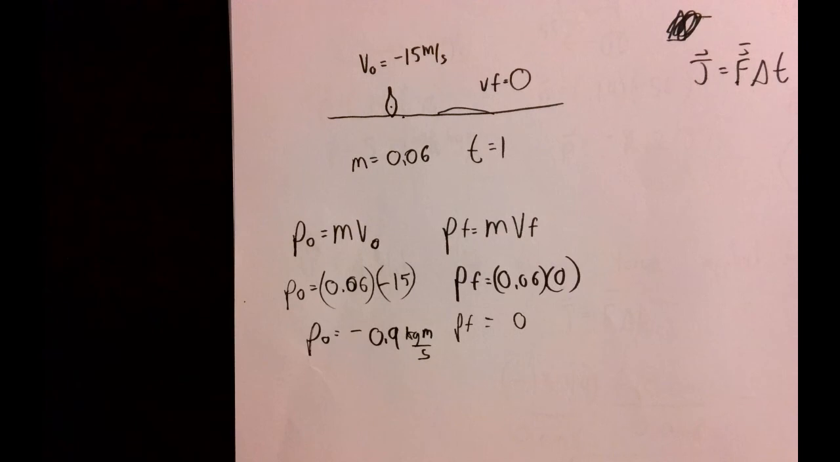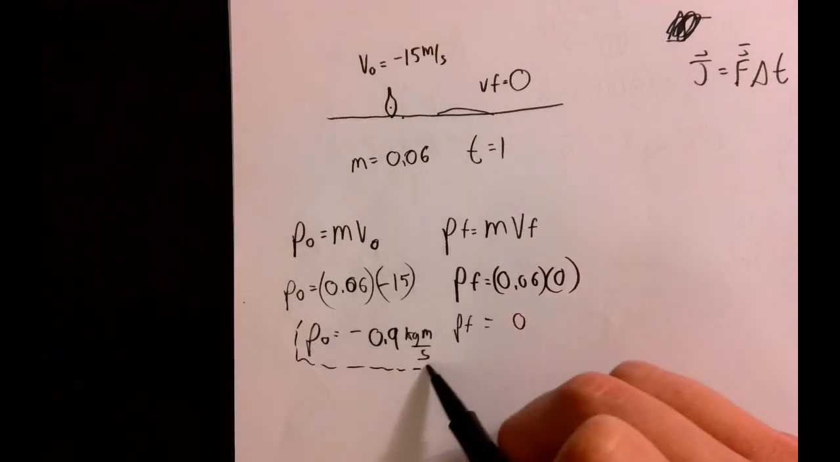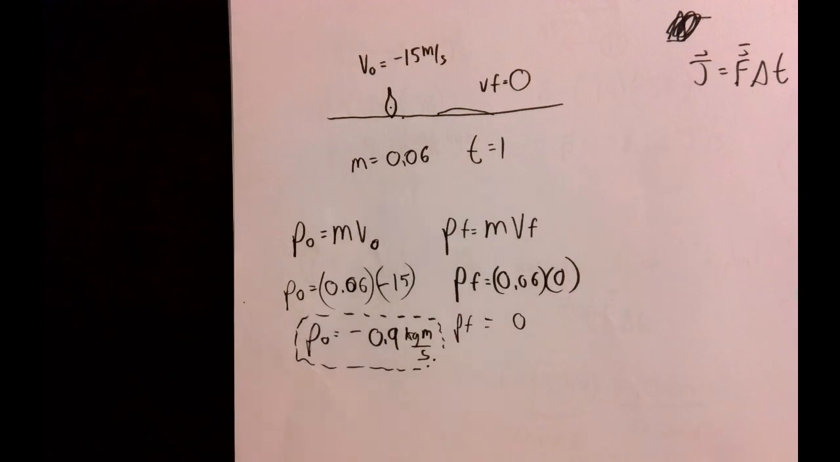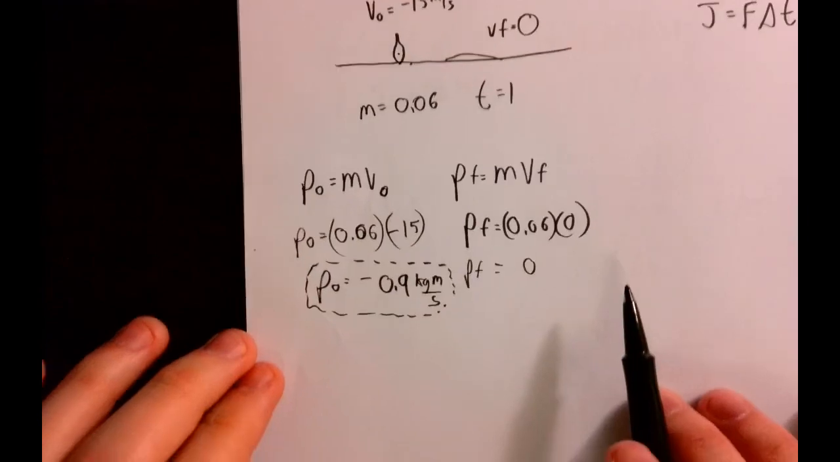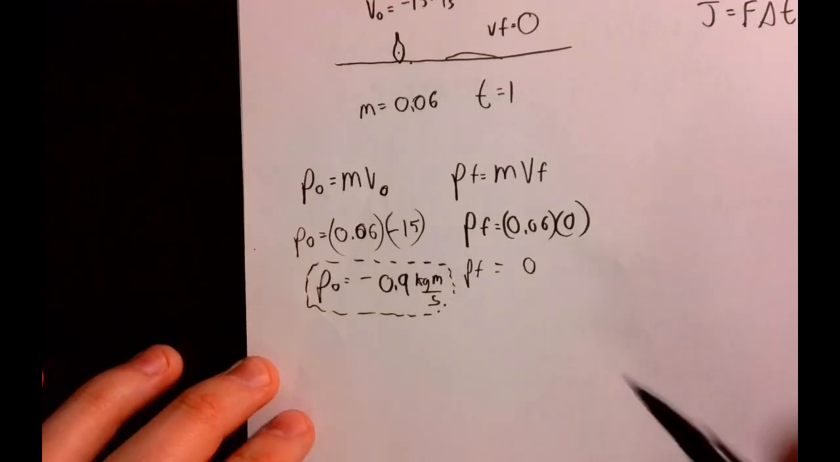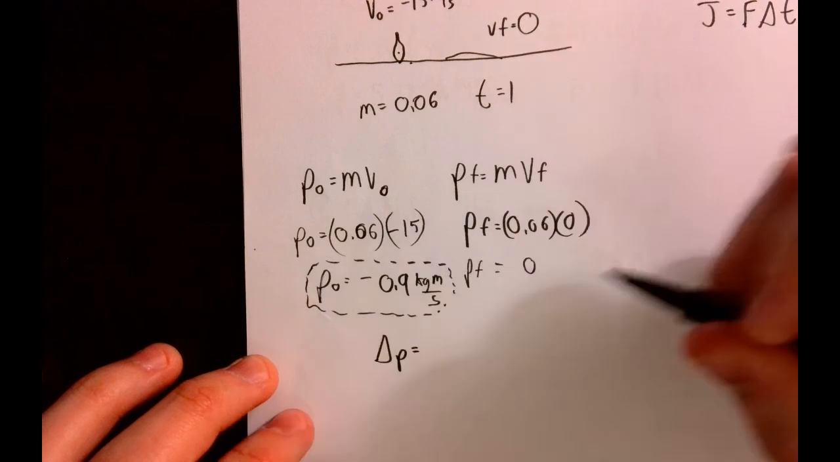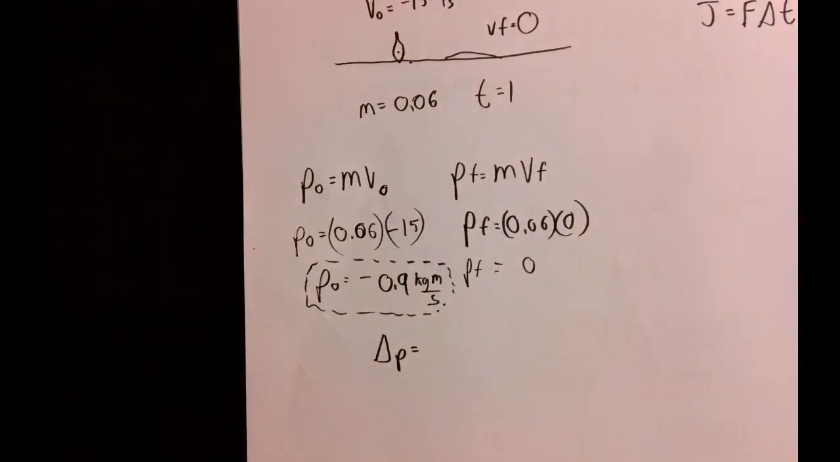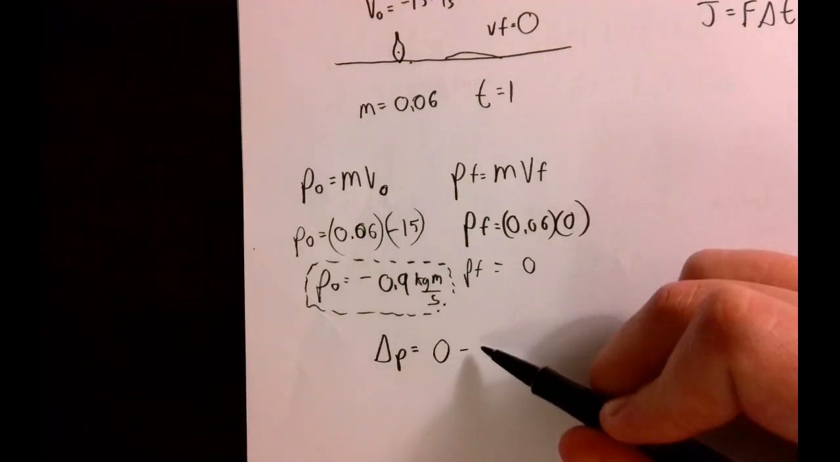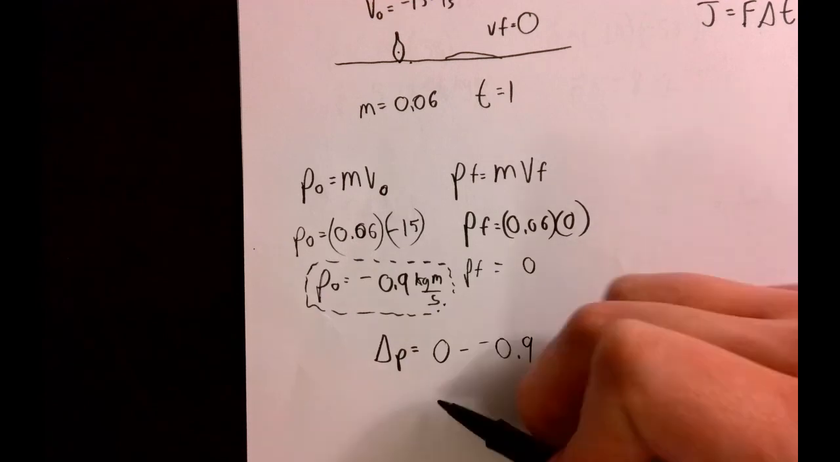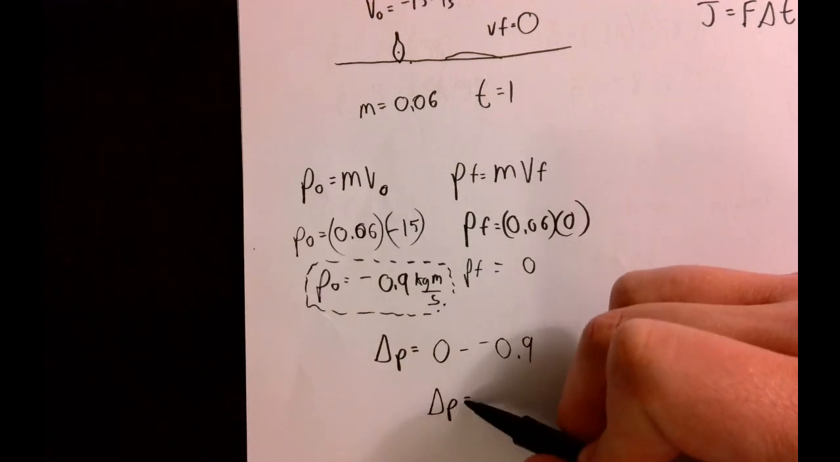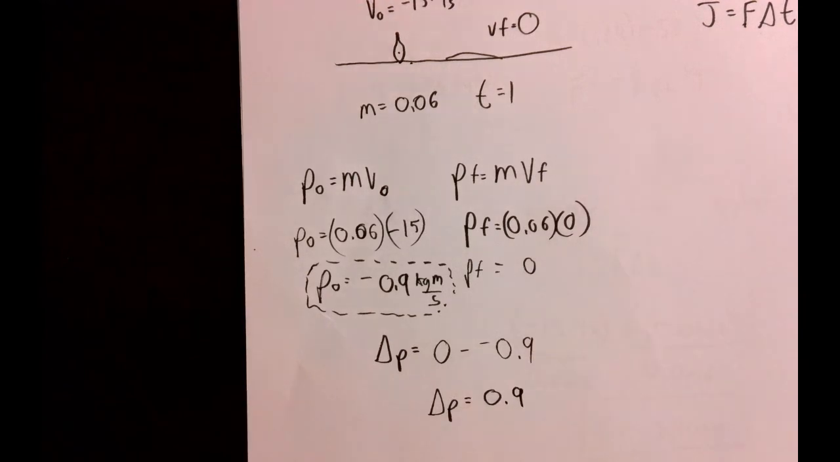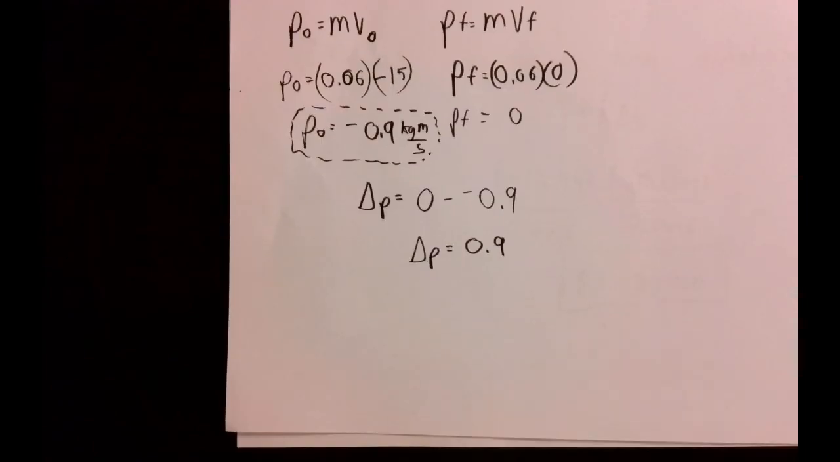The whole reason of doing this part is to get our change in momentum, which is P final minus P initial. So 0 minus -0.9. So our change in momentum is 0.9. But what's our impulse? Well, our impulse is 0.9. Impulse and momentum are the same thing. So J is our impulse. It's also 0.9.